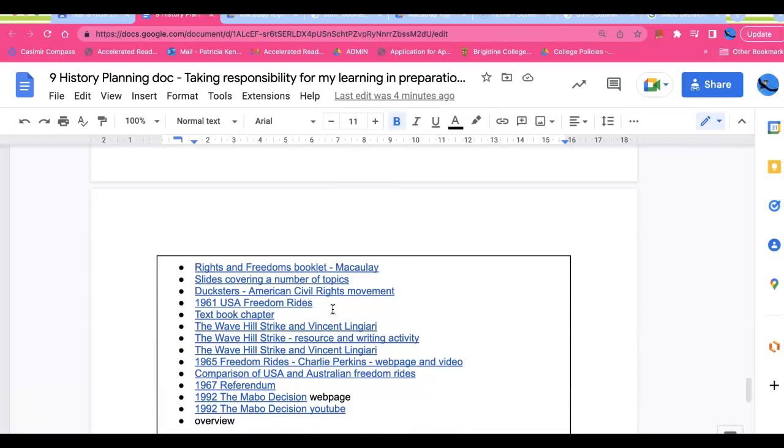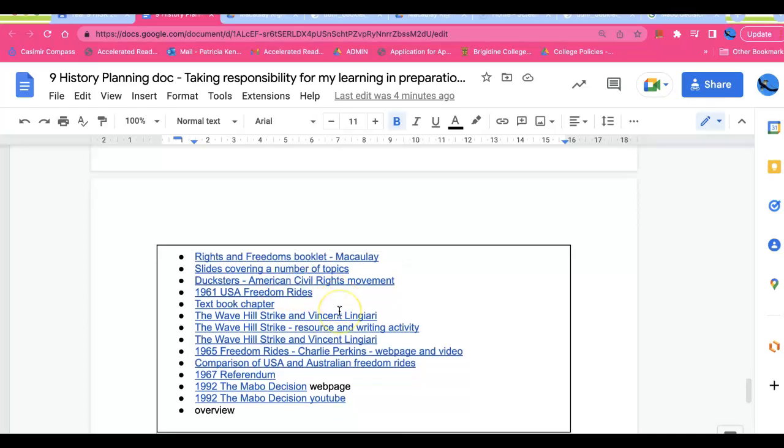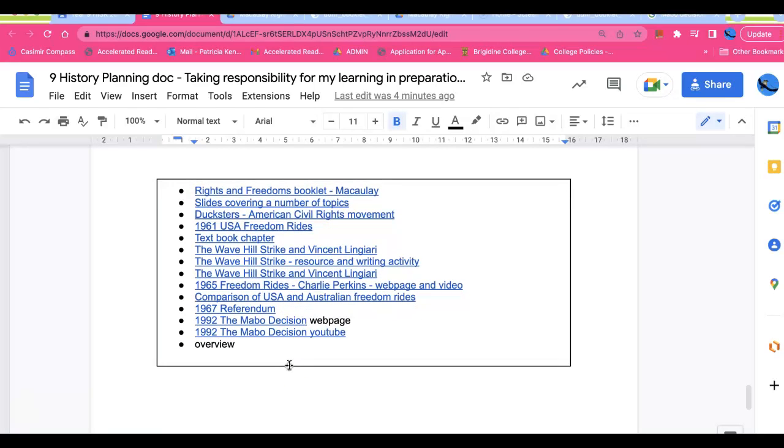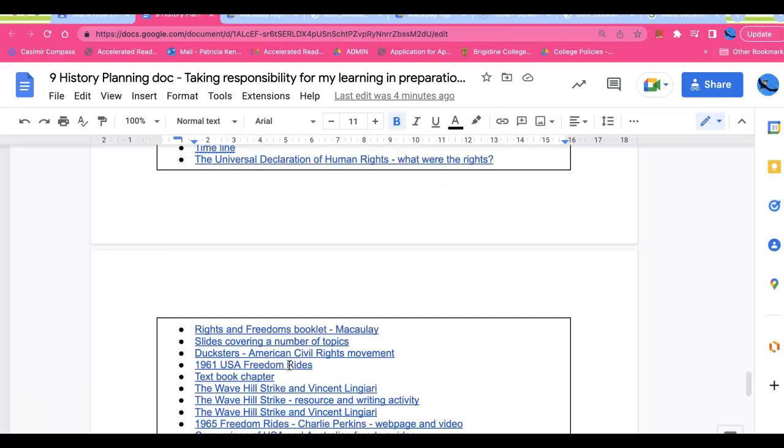Now, with these sources below, in some cases it's very obvious what topic they are linked to, such as Dexter's American Civil Rights Movement. There's the textbook chapter. You've already got that, but I've linked things here for your convenience. The Wave Hill Strike and Vincent Lingiari. So again, it's pretty obvious what topic that relates to.